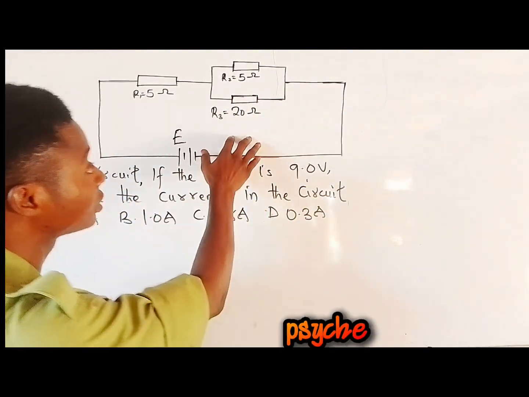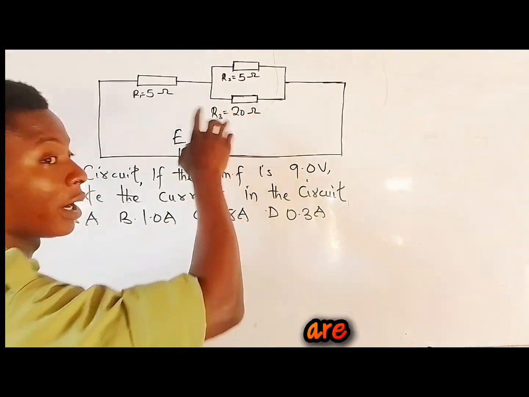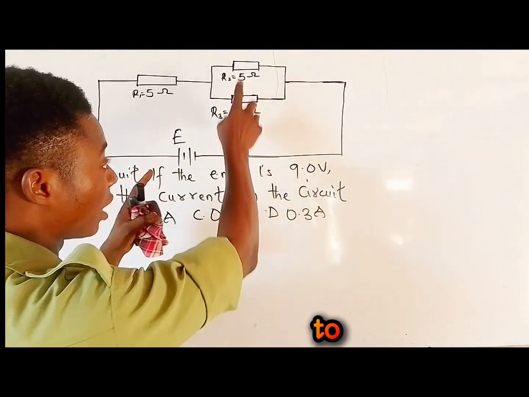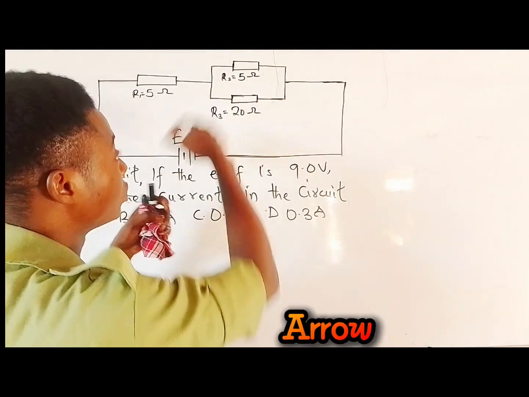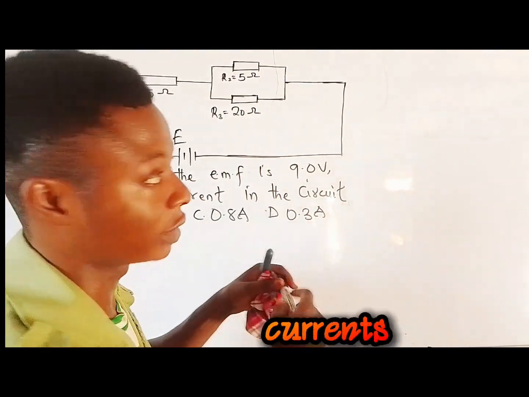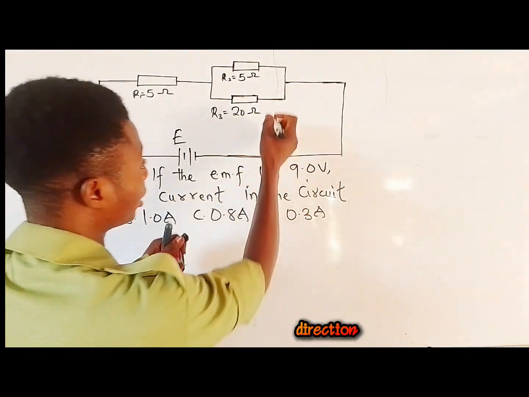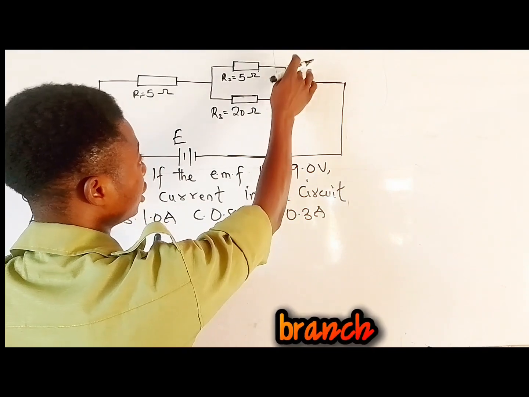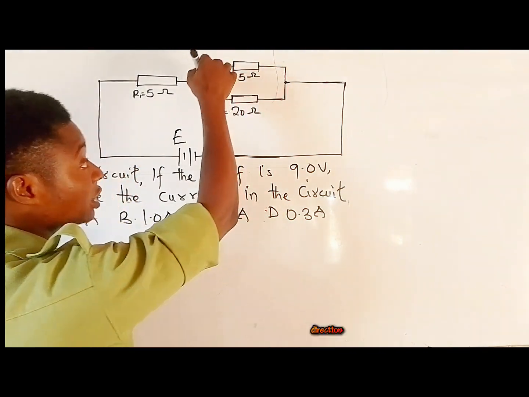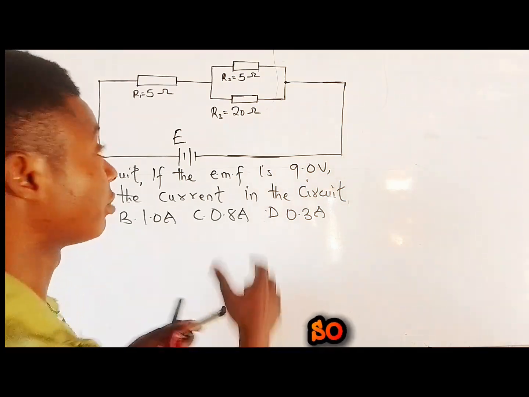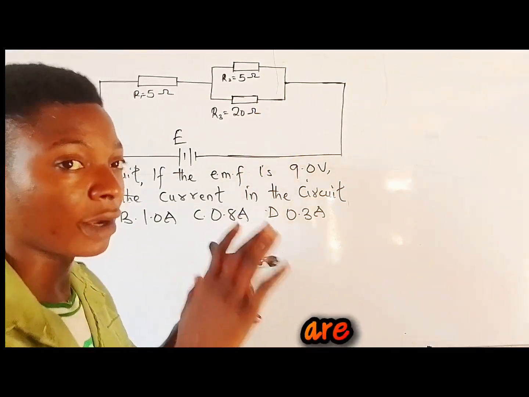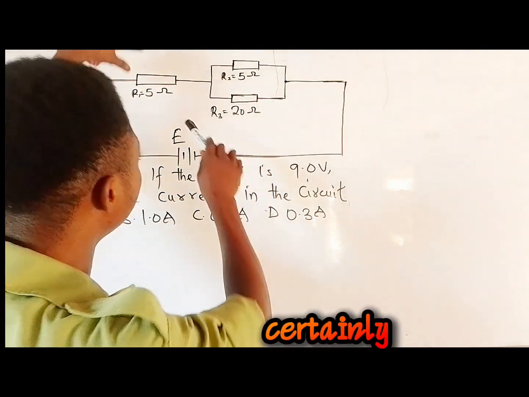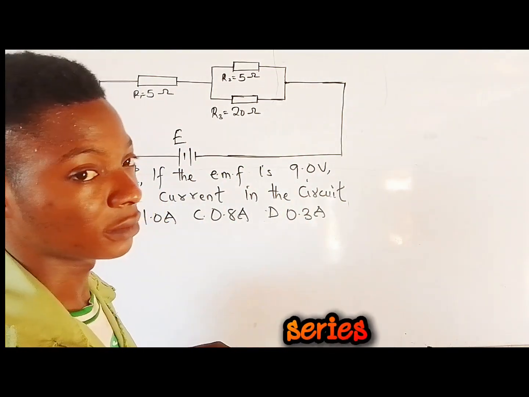For example, for this circuit, R2 and R3 are in parallel. So the meaning is, if there is a current flowing from R2 to R3 or from R3 to R2, there will be a division of current. If it comes here, it surely divides into this branch and this branch. So that means R2 and R3 are in parallel. Now, if these two are resolved into one, certainly they will be in series.